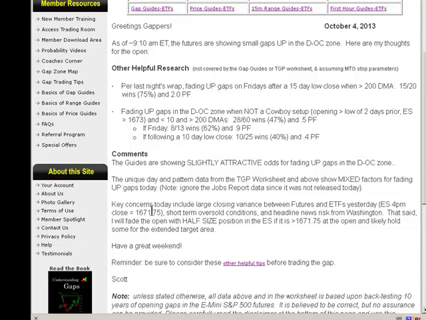And I said mixed factors for fading up gaps, but really that applied when you consider it not being a cowboy setup, which I just told you, because we sold off a little bit in the open, that was not the case. Key concerns were large closing variance for futures and ETFs. The 4 p.m. close is 1671.50, and the 4:15 close is 1669 even, I believe, so almost 3 points. And we opened just above that, so we lost a little bit of that potential momentum to fill the gap, unfortunately. Short-term oversold conditions. That should be pretty clear looking at the charts I just showed you. Headline news risk from Washington. So that said, it was worthy of trading with a half-size position.